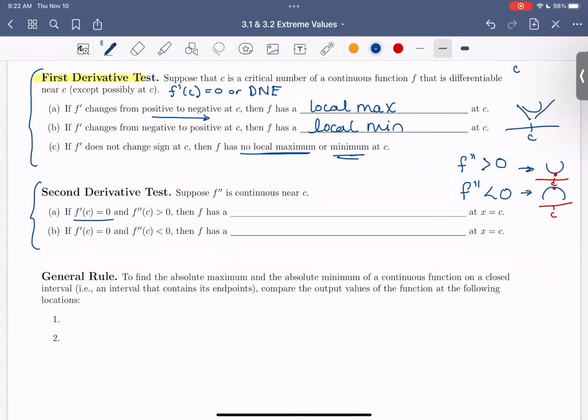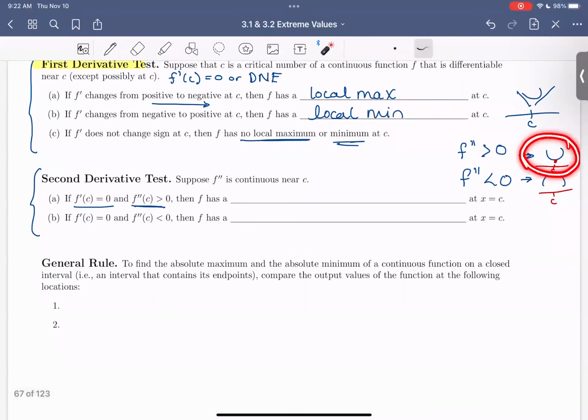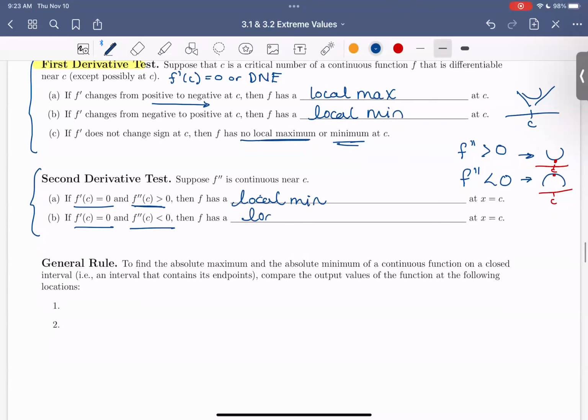So if the derivative at C is 0, so we know we have a horizontal tangent line there, and the second derivative is positive, well, then we know we have concave up, which means we have a minimum. So we know we have a local min. If the derivative is 0 at C, and the second derivative is negative, which means we have a concave down graph, then we know we have a local max.